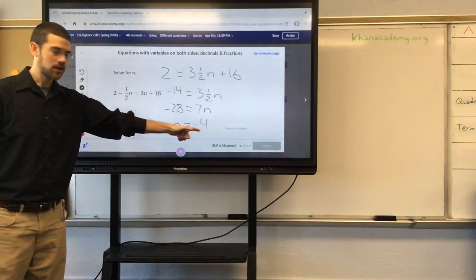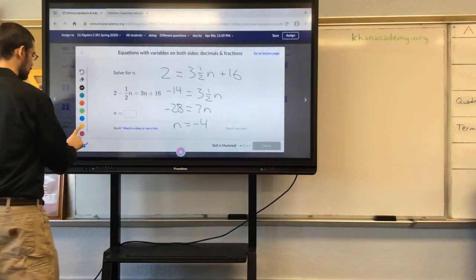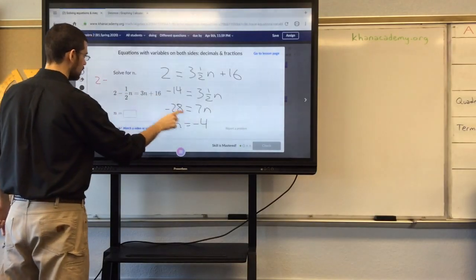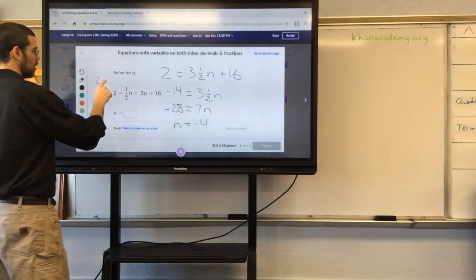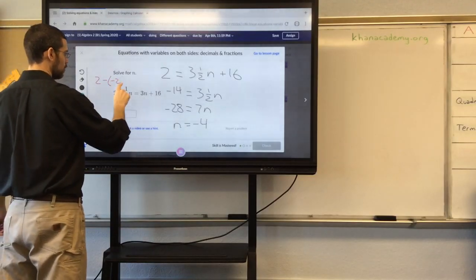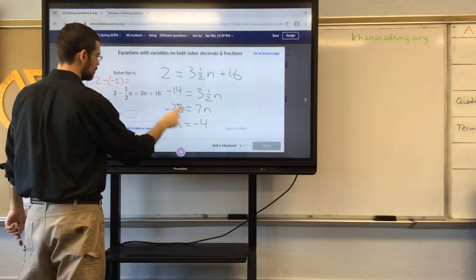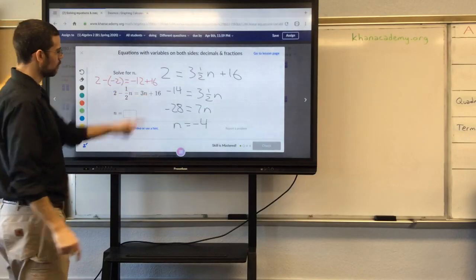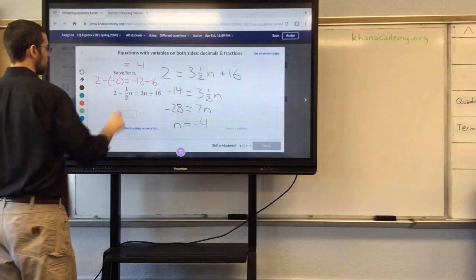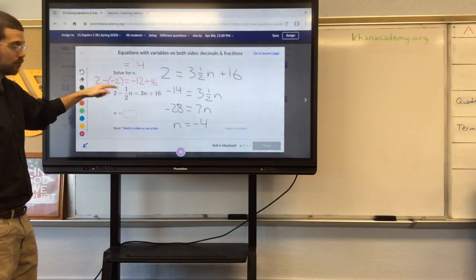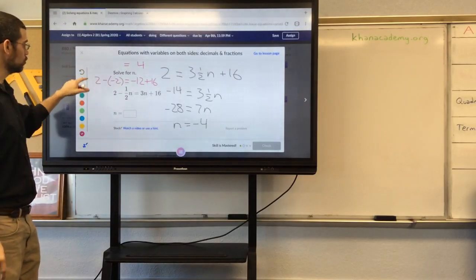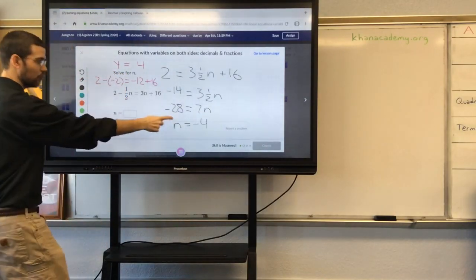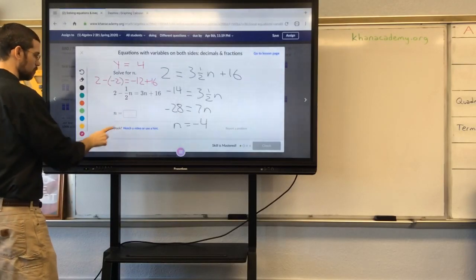So, this is the answer I think is true. Let's put it in the original equation and see what happens. We get 2 minus, if we're taking away half of negative 4, that's taking away negative 2. And then on this side, 3 times negative 4 is negative 12. Negative 12 plus 16 is 4. 2 minus a negative is addition, so 2 plus 2 is also 4, and we've gotten the same thing. We've confirmed that negative 4 has to be what n equals.